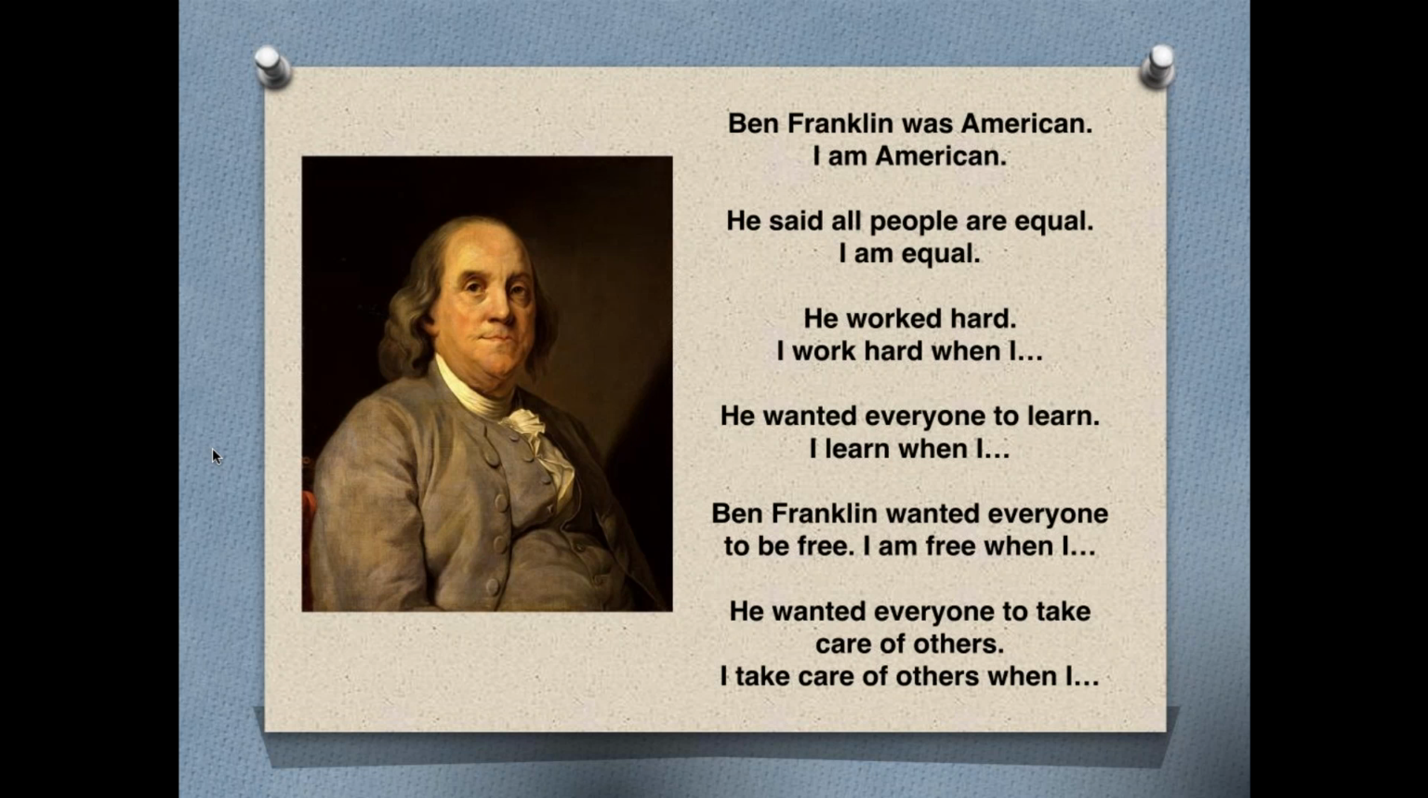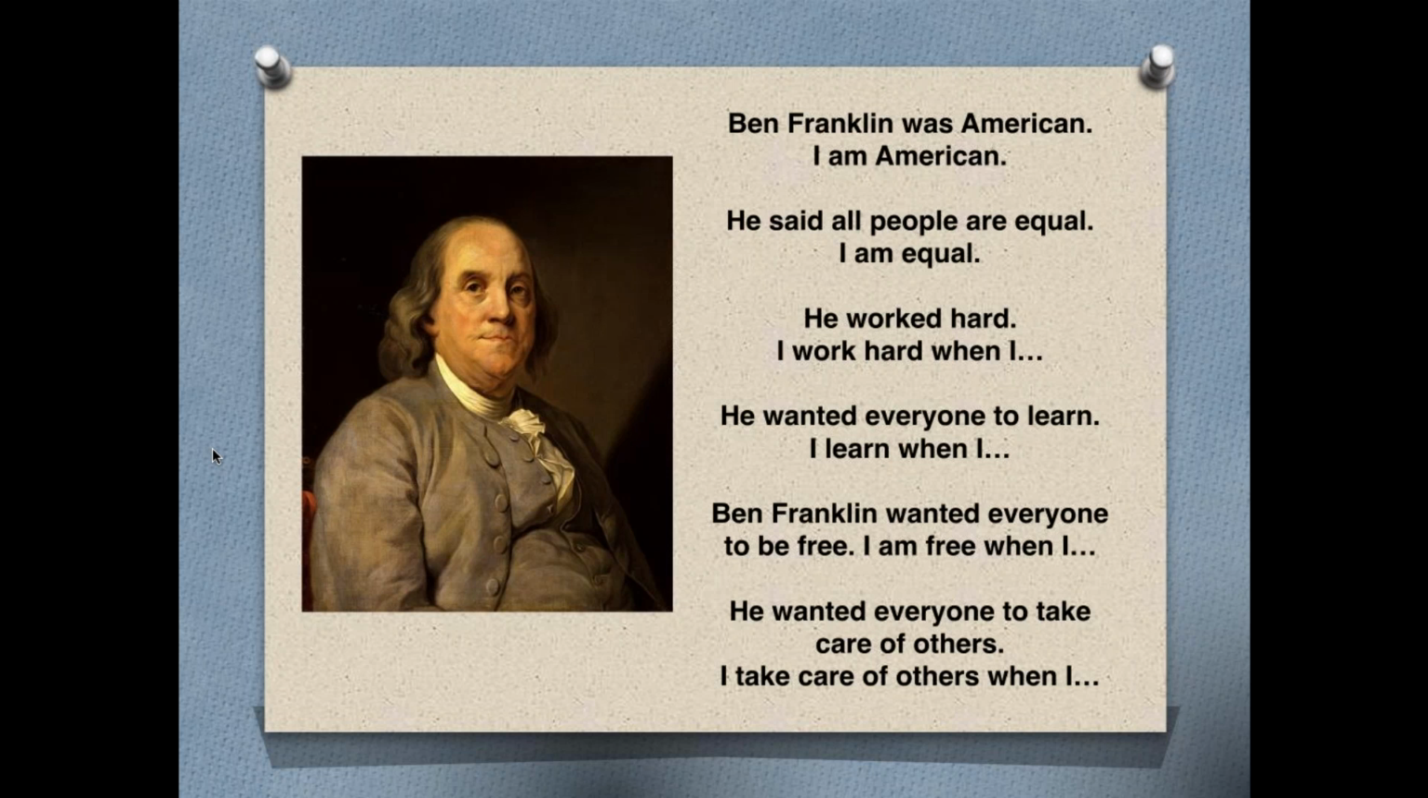Ben Franklin wanted everyone to be free. The students wanted to say believe, but they didn't know how to find the word believe easily in the students' communication system, but they could find the word want. So he said to our student with Angelman, when are you free? What does freedom look like for you?